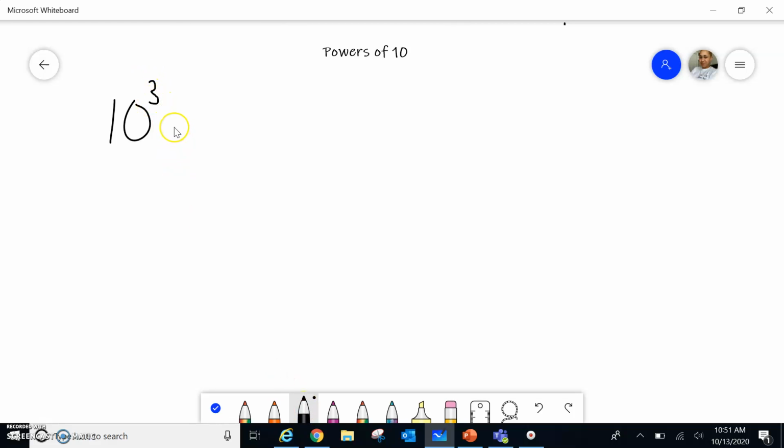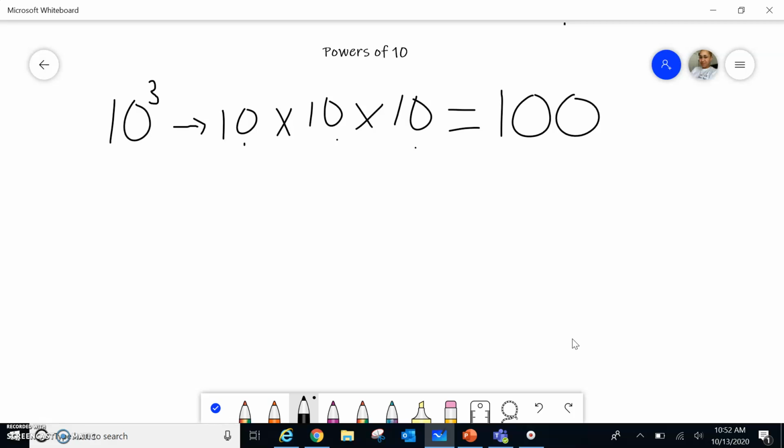Okay, so 10 to the third power is really 10 multiplied 3 times. Alright, so it would be 10 times 10 times 10. And the easiest way to figure this out is I would take my 1, and then I have 1, 2, 3 zeros, and I would just put that on the end. So 10 to the third power is 1,000.